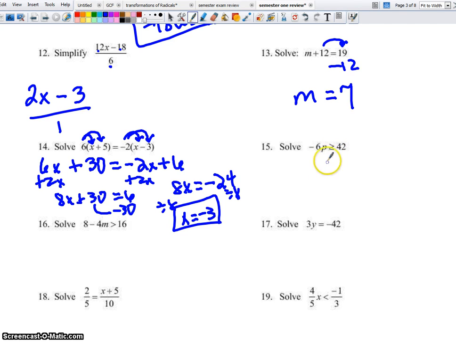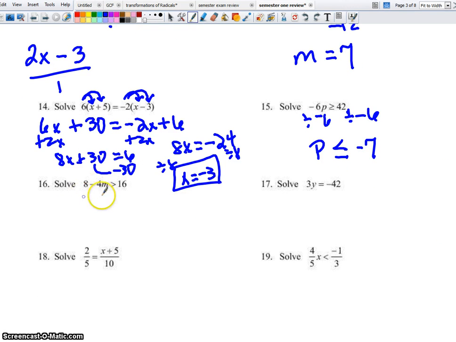Only thing different on number 15 is it is an inequality, and remember, if you multiply or divide by a negative number, you have to flip the symbol. We're going to be dividing both sides by a negative 6, so p is now less than or equal to 42 divided by negative 6 is a negative 7. You've got to flip that symbol.